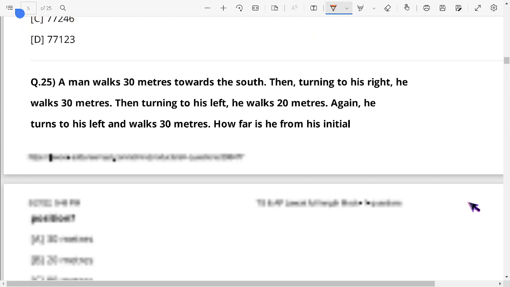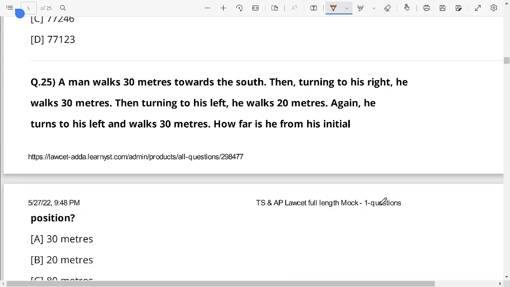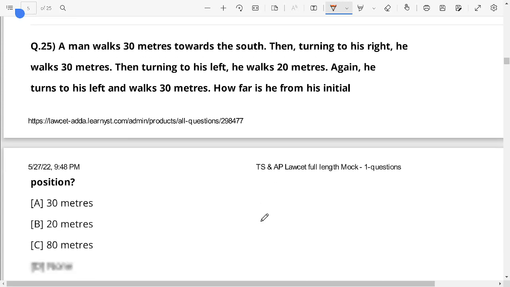Question from distances. Just look at the question here, guys. A man walks 30 meters towards the south. See, if you have a rough paper, just make sure that you draw diagrams in these kind of questions, right? A man walks 30 meters towards south. Let us say a person A, he walks 30 meters south.